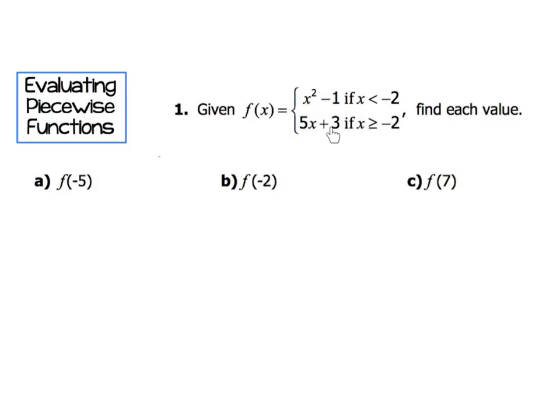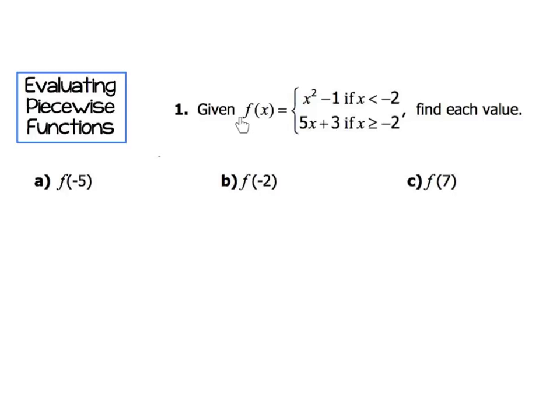Now our second function says 5x plus 3 if x is greater than or equal to negative 2. So the domain of this second function is x is greater than or equal to negative 2. So when x is greater than or equal to negative 2, this is our function. Alright, that's how a piecewise function works. And this is what piecewise functions will look like.